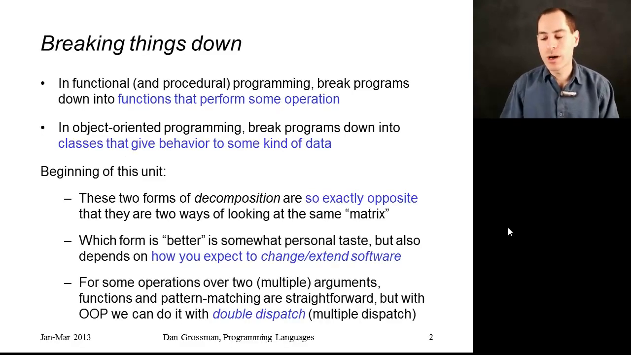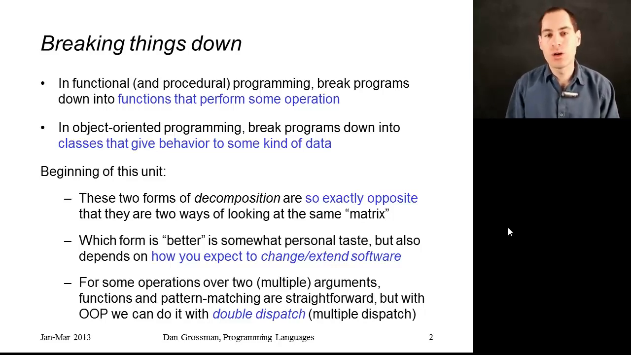So when we were programming in functional languages, what we generally did was we took a program and we broke it into smaller functions. Each function performed some operation over its arguments. In object-oriented programming, we find ourselves breaking a program down into classes, and all the methods of a particular class perform operations over one kind of data, the kind of data that that class represents.